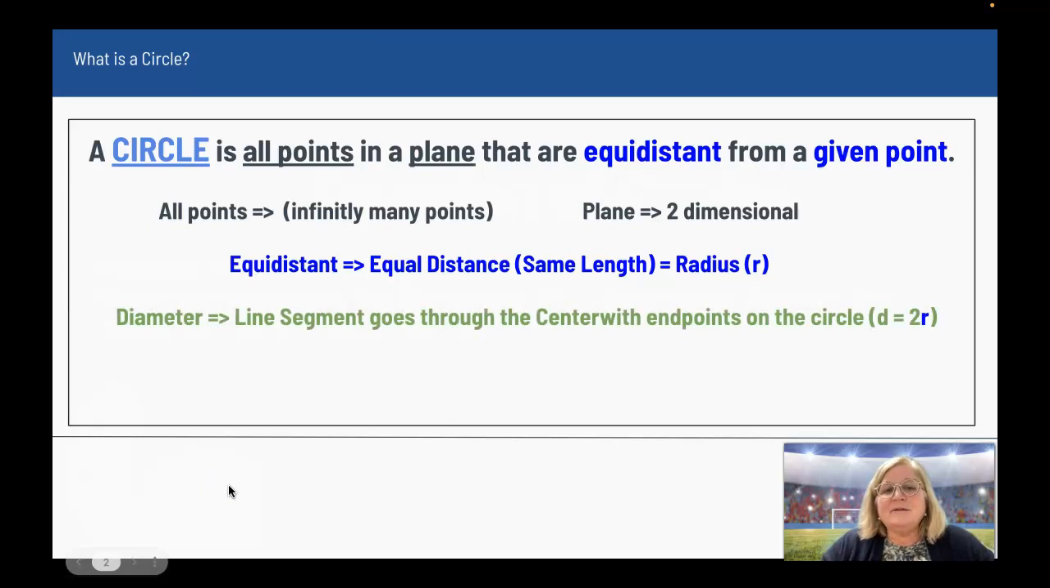The diameter is a line segment that goes through the center with endpoints on the circle. The equation for the diameter is equal to 2 times the radius. The radius goes from the center to the circle. It is the equal distance, and the diameter goes through 2 of those because it goes through the center of the circle.